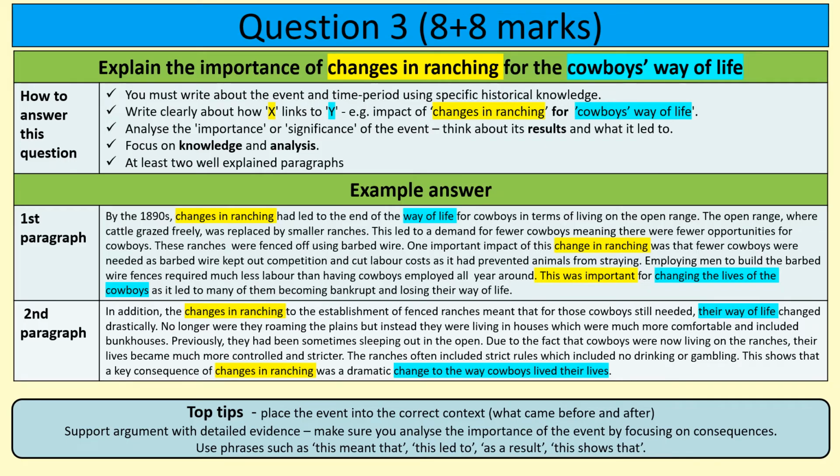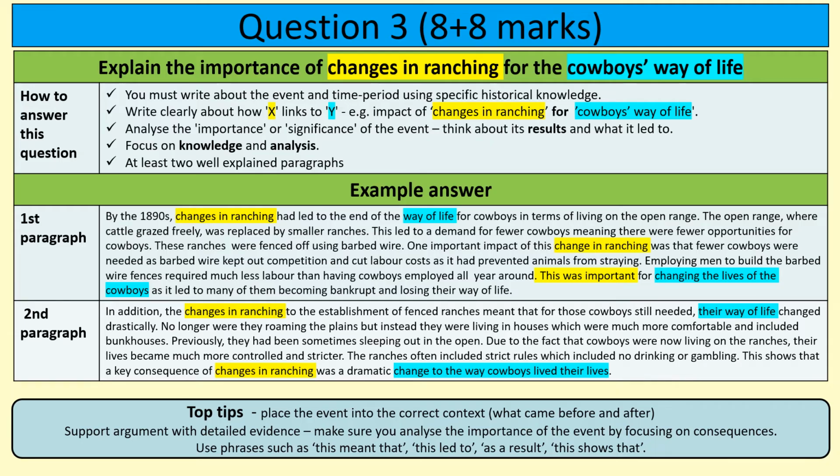The open range, where cattle grazed freely, was replaced by smaller ranches. This led to a demand for fewer cowboys, meaning there were fewer opportunities for cowboys. These ranches were fenced off using barbed wire. One important impact of this change in ranching was that fewer cowboys were needed, as barbed wire kept out competition and cut labour costs as it had prevented animals from straying.